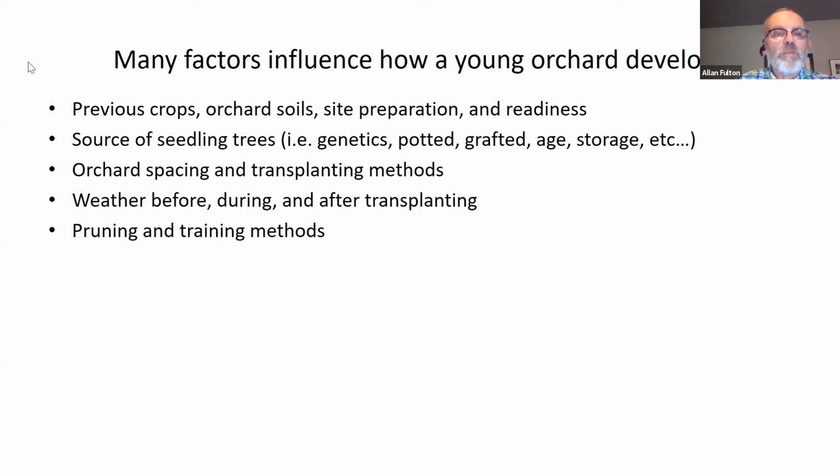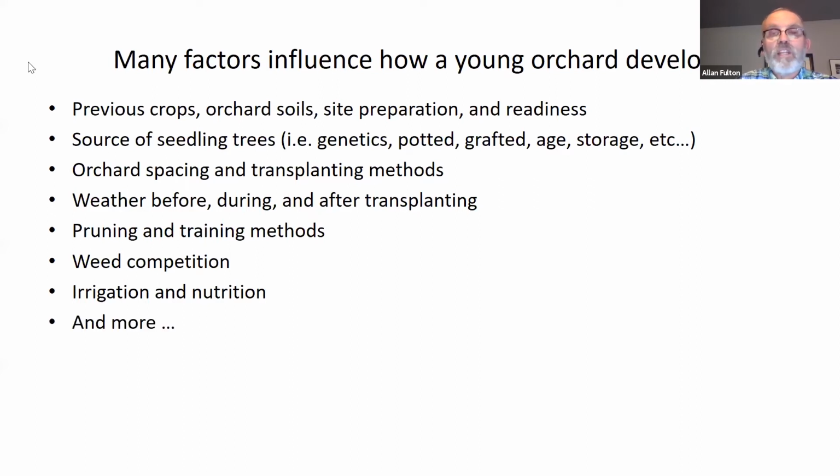Your pruning and training methods make a difference. We experience a wide range in pruning techniques now, from heading cuts to no pruning at all. Weed competition, which is sometimes dependent on your irrigation method, will affect how fast the orchard develops. When the trees are very small, and if we use solid set sprinklers, sometimes we can create pretty extensive weed competition for the seedling trees. And of course, your irrigation and nutrition management will be factors as well. There may be other factors that I haven't mentioned here that you can think of.